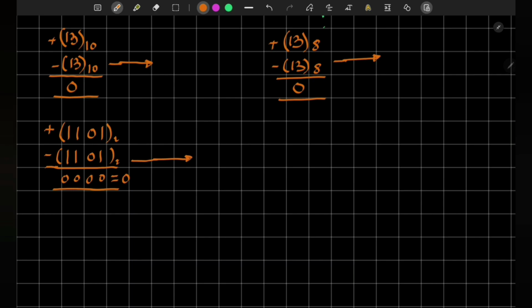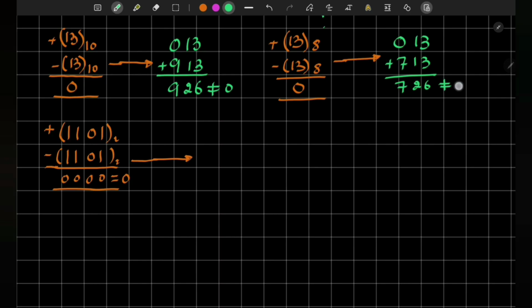But if we do this subtraction in the sign and magnitude form, then what we will get is 013 minus 913, but we do not have to really subtract them, we have to add them, because minus 13 has been represented as 913, and we need to just add these two numbers. So what we will get is 926, which is not equal to 0. Similarly, here we will get 013 plus 713, which is equal to 726, which is again not equal to 0. Similarly, in the binary form, we will get 01101 to be added with 11101, which is equal to 101010, and again this is not equal to 0.